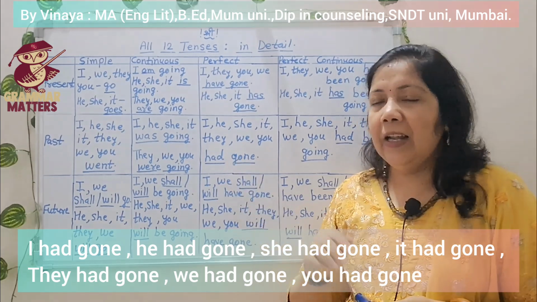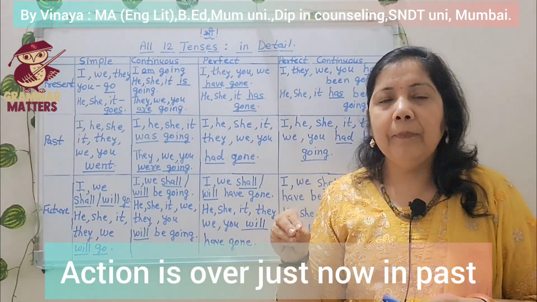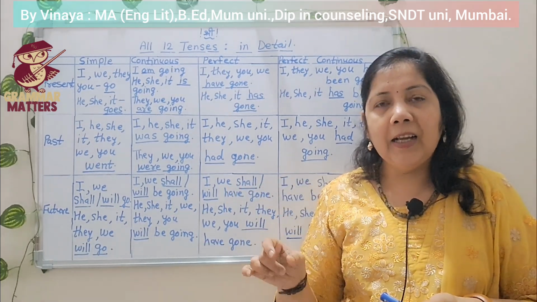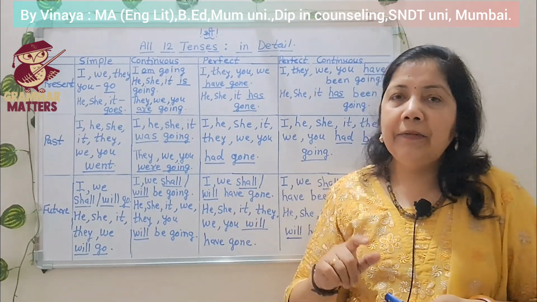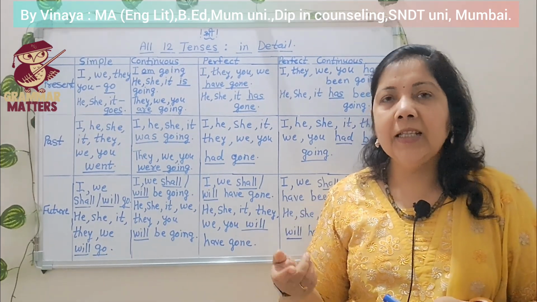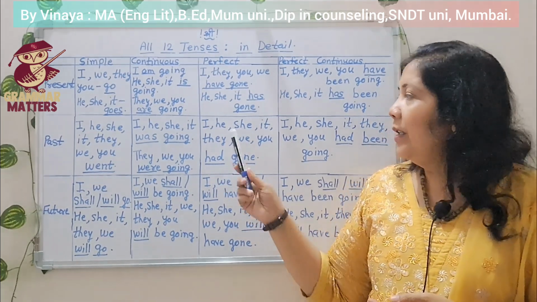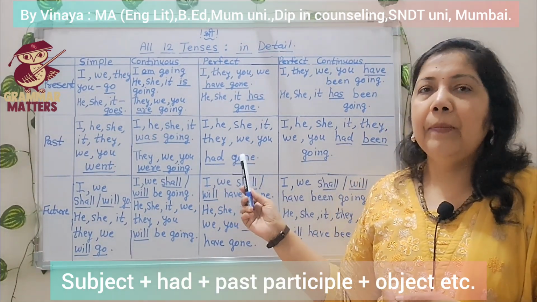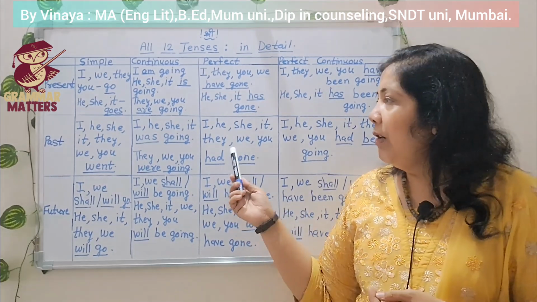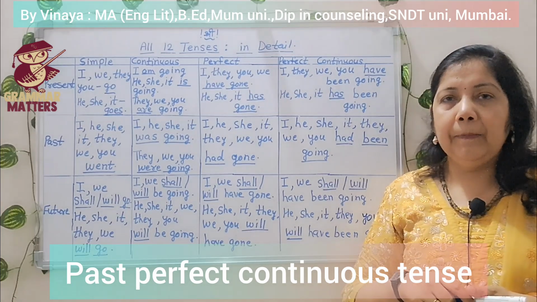What does it indicate? That the action has just now completed in the past. The action is completed just at that time in the past. Then we say that sentence is in past perfect tense. Structure: subject plus had plus past participle of the verb. Okay. Now the fourth kind of past tense is past perfect continuous tense.